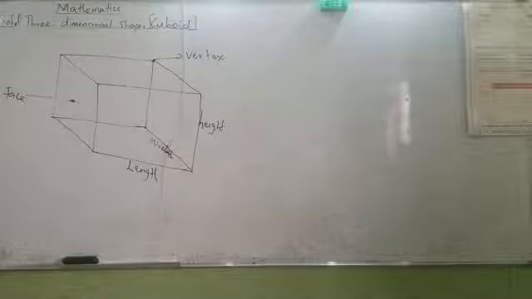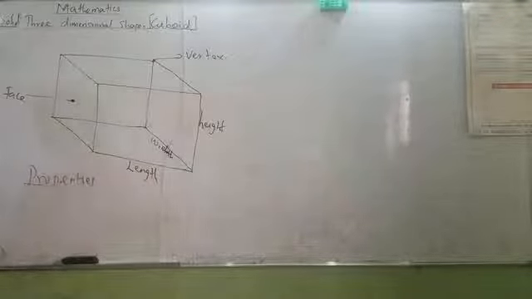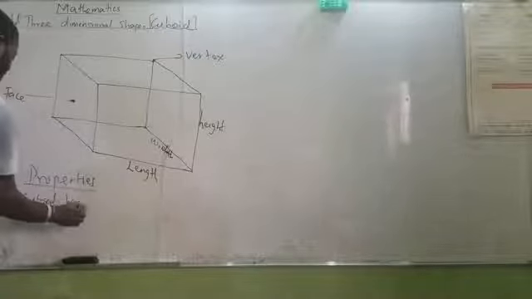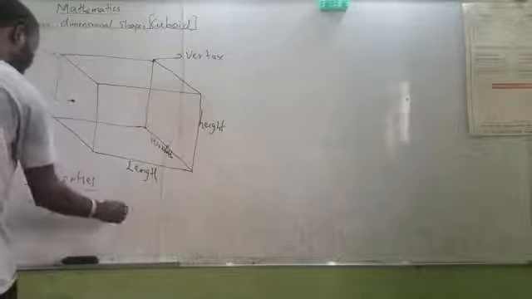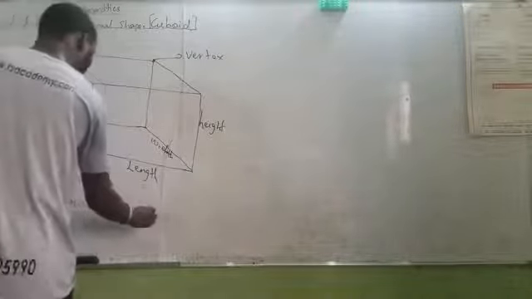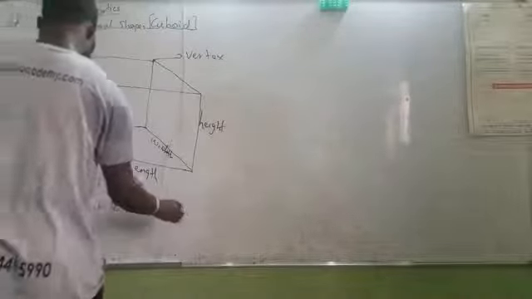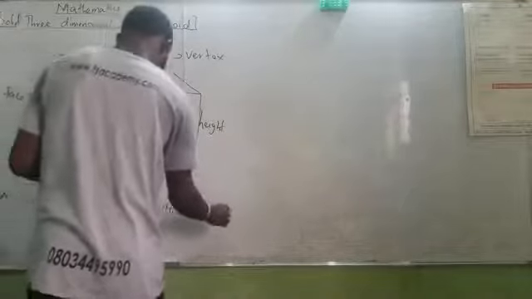Also, what I want you to know is the properties of it. Let's talk about properties. A cuboid has 6 faces, 8 vertices, and 12 edges.